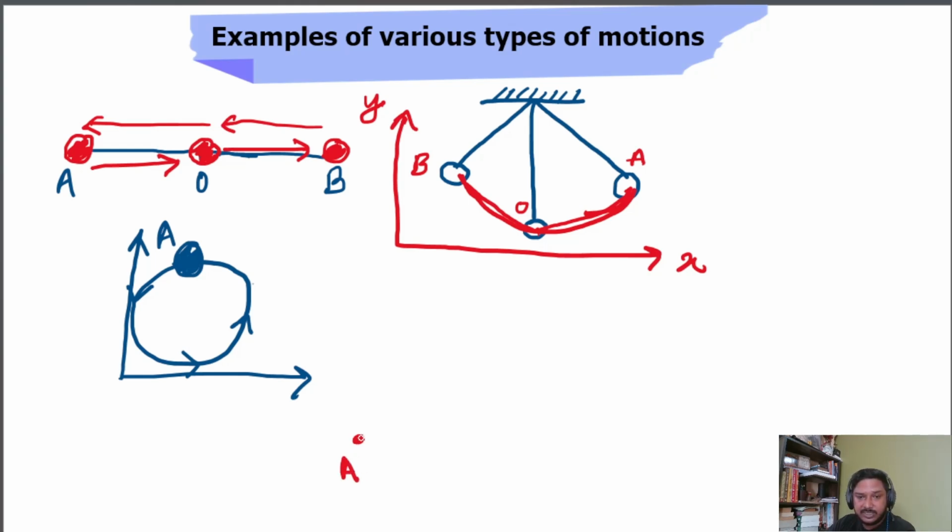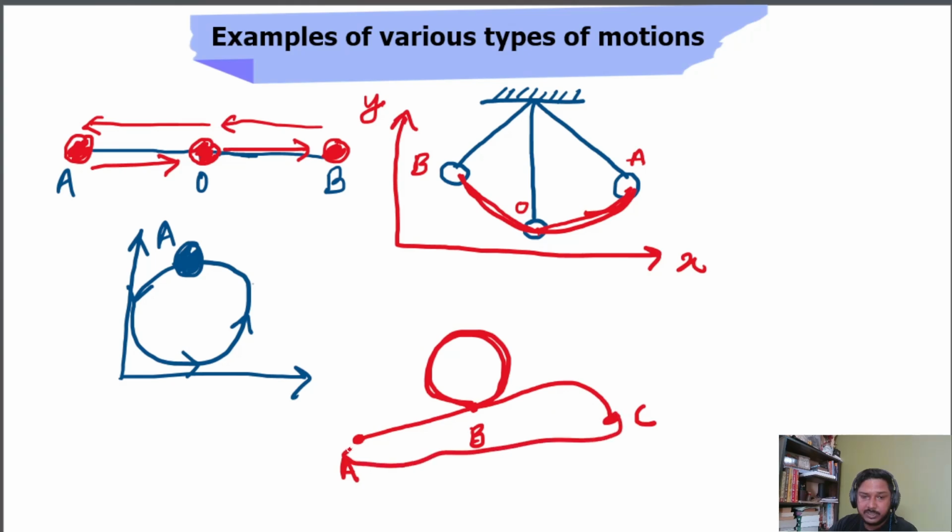Say a particle starts from this point, and it translates up to the point B. Then it has a rotational motion, maybe it takes two turns. Then it goes to the point C through a curved path. So we had a purely straight motion, then we had a curved motion, then we had a circular motion, and say it returns back to the point A.